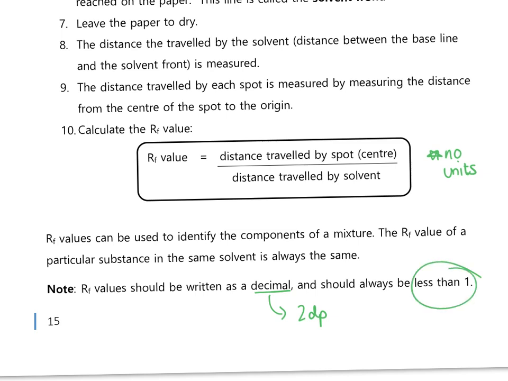And they should always be less than 1, because your solvent will always travel further than your spot. Your spot should never travel further than the solvent. In fact, it can't travel further than the solvent. And that's why it's really important to mark your solvent front. And I'll discuss that in the video.